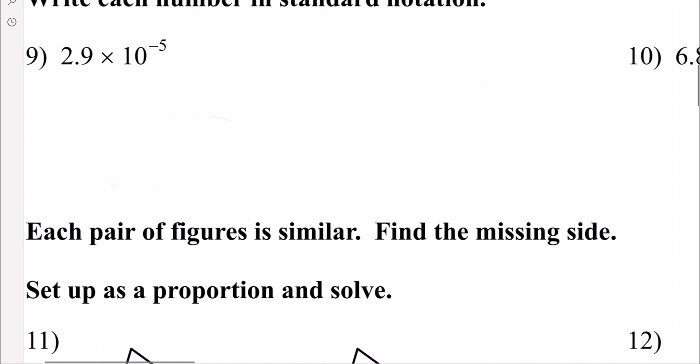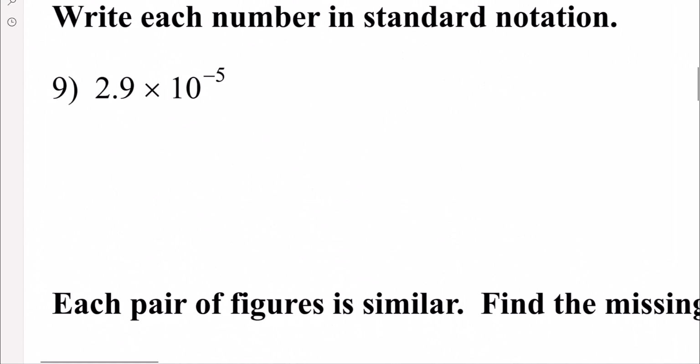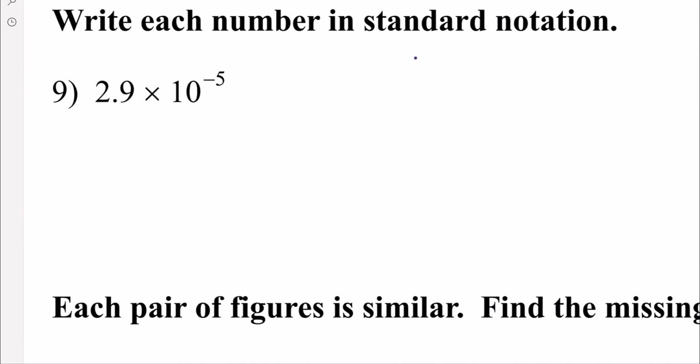All right. Now we're just going to change this back. So if you have 10 to a negative number, that tells you you're going to move the decimal in the negative direction. If you have 10 to a positive exponent, you're going to move the decimal in the positive direction. So this tells us we're going to move the decimal 5 places that way. So I'm just going to put, let's see, I'll put 2.9 over here. So I have to leave room for me to do zeros.